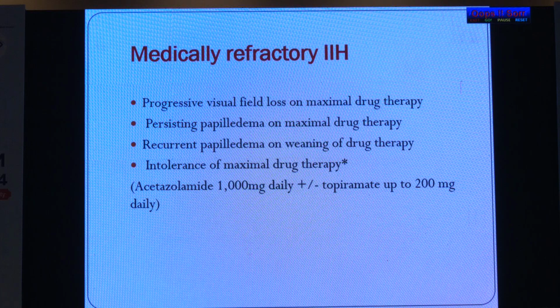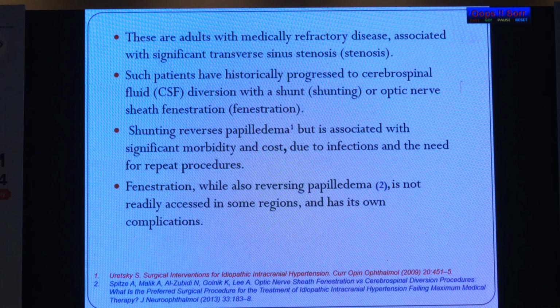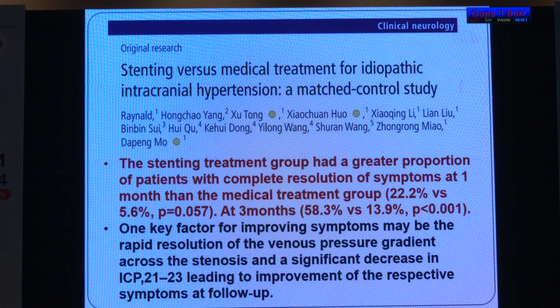So what is medically refractory? It is progressive visual field loss on maximum drug therapy, persisting papilledema on maximum drug therapy, recurrent papilledema on weaning of drug therapy, or intolerance to maximal drug therapy. So these are adults with medically refractory disease associated with significant transverse venous sinus stenosis. Such patients historically progress to CSF diversion with a shunt, or fenestration can be done, but stenting can be a viable option in these cases if all the symptomatology is persisting.